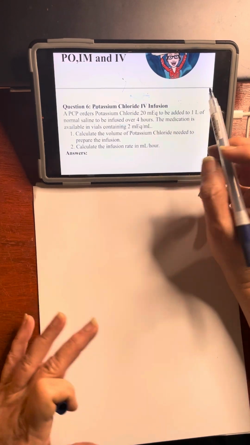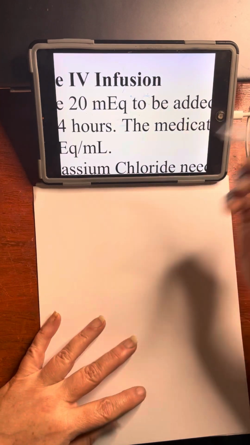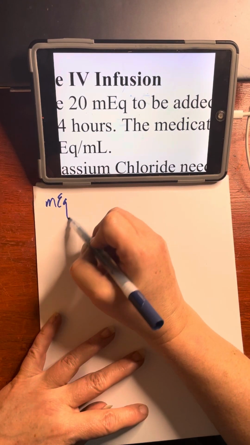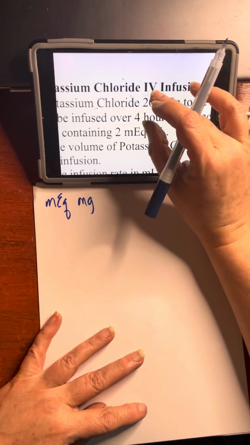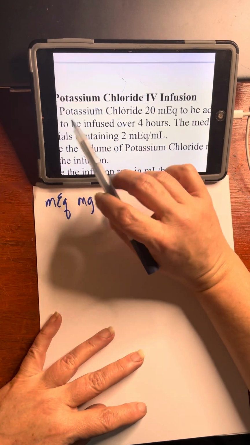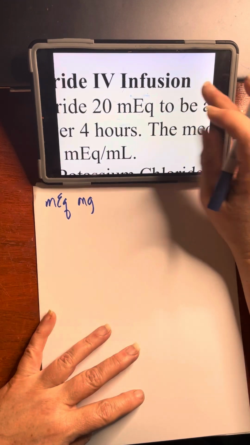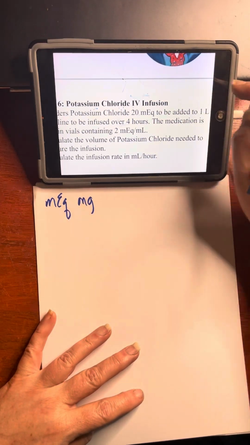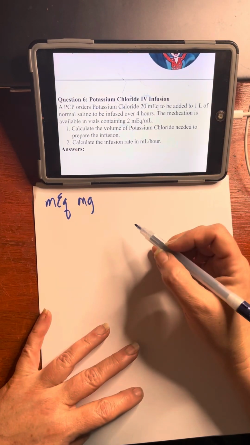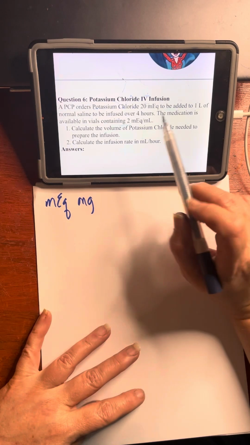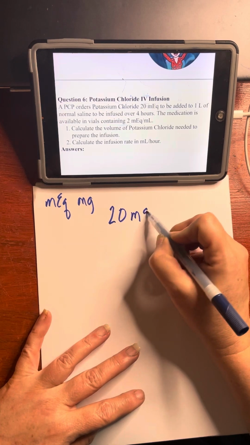First of all, I know some of you kind of took a pause when you saw milliequivalents, but look, they're cousins to milligrams. It's not going to make you do anything different in this problem. But whenever you're talking about electrolytes like potassium, sodium, yada, it's always going to be in milliequivalents because that's how they're done. That's all I'm going to say. So he wants 20 milliequivalents. That's what he wants them to get.